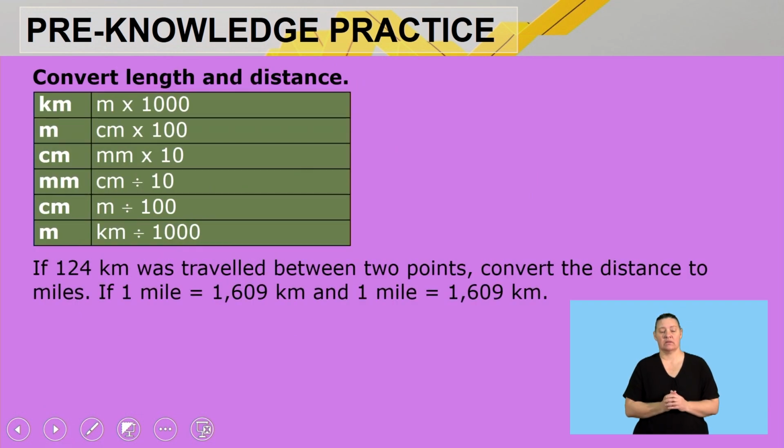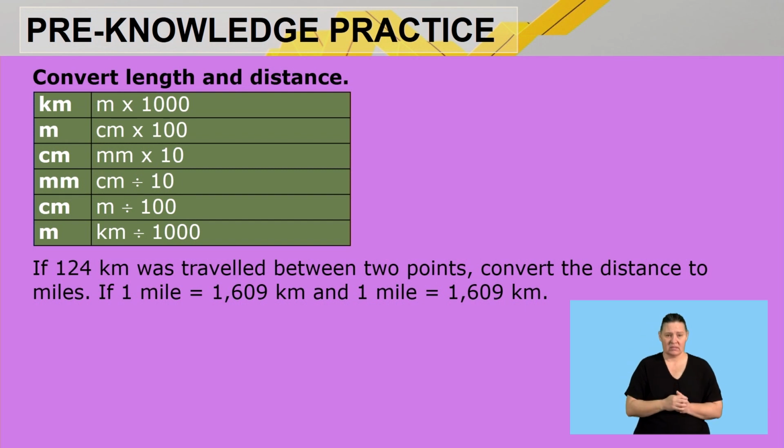Then let us move on to the next term or concept, whereby you are to convert length and distance. So now this is the conversion table. It's given to you when you convert from kilometers to meters, you multiply by 1,000, and the last one, it says from meters to kilometers, you divide by 1,000. So you can go through this table, or it's already what you know already.